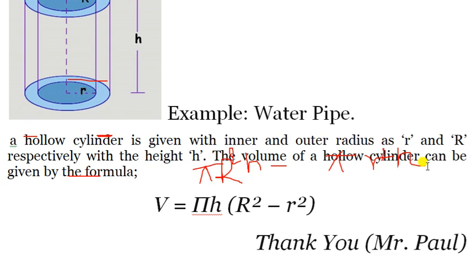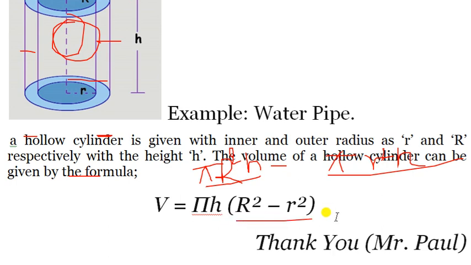Because I said volume means capacity, you have to find that out. So for the volume of this hollow cylinder, we have to subtract this portion only, then we will get the capacity of this hollow cylinder. So that's why pi capital R square h minus pi small r square h. If we take pi h common, then capital R square minus small r square will come. And this is the formula for the volume of a hollow cylinder.